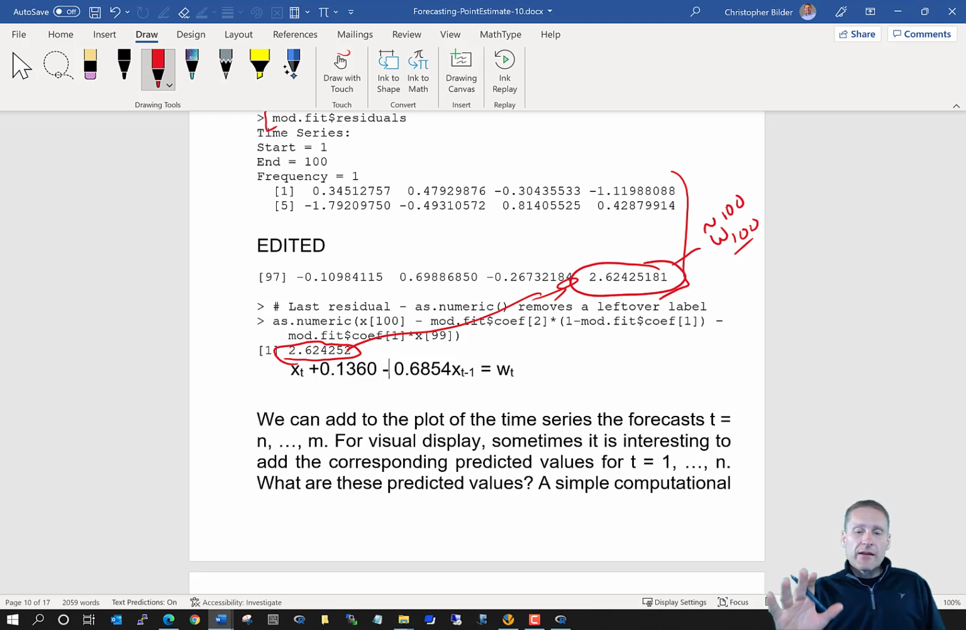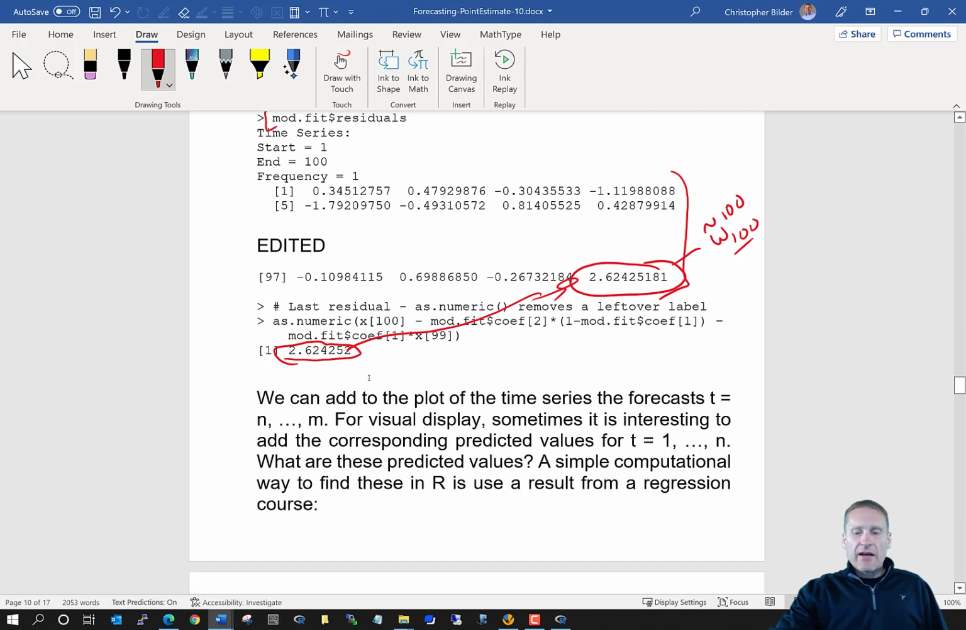Now, this calculation was pretty simple, and the key is that I only had one W_t here. I didn't have to go through the process that we saw with the moving average model of iterating through all the past residuals. Let me go ahead and delete that.